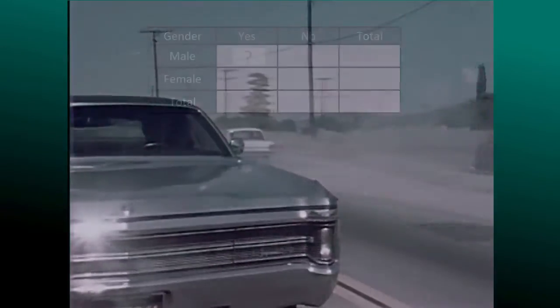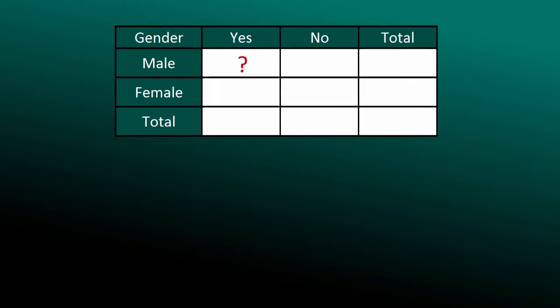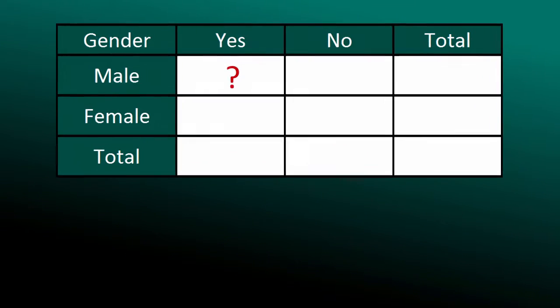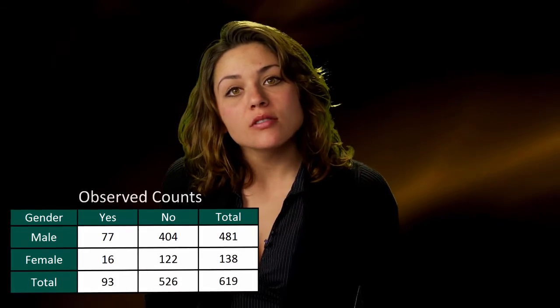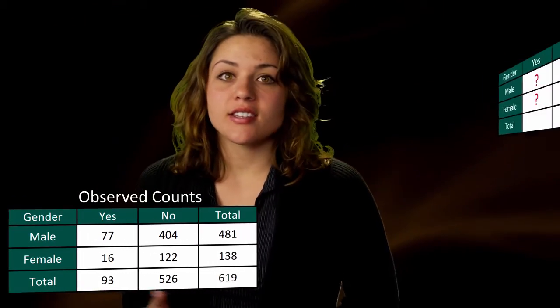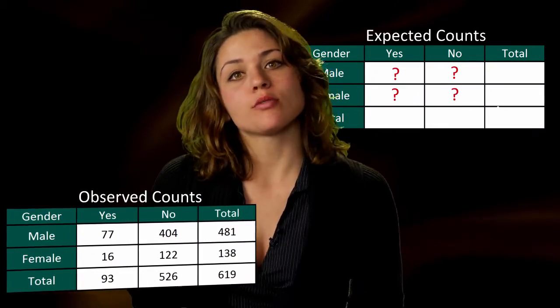We'll also ask the same kind of question about the other 3 cells in our table. If the null hypothesis were true, how many female drunk drivers would we expect to see instead of 16? How many non-drunk driving males would we expect to see instead of 404? How many non-drunk driving females would we expect to see instead of 122? In other words, we will have 2 sets of counts, the observed counts, that is the data, and the expected counts if the null hypothesis were true.